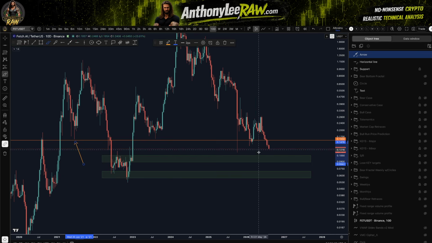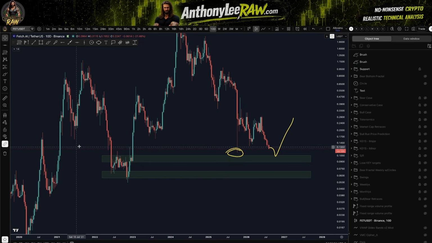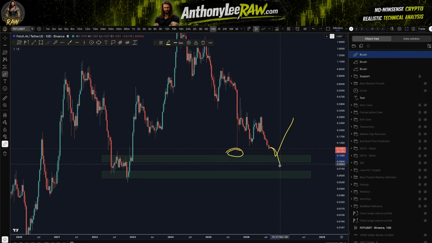So that would be us taking out this October 10th wick low. You could call it a grab and go. Now, it depends. Do you think the low is in for Bitcoin or do you not? If Bitcoin does dump down another 25, 30%, you could see Fetch come down into this lower box, somewhere around 6 to 7 cents. But I don't think so.